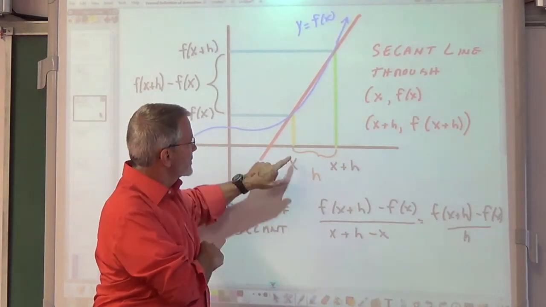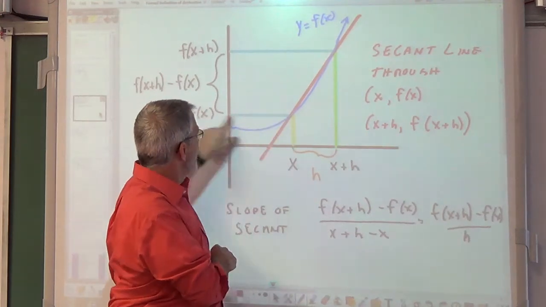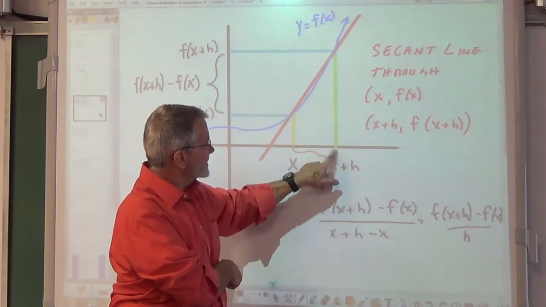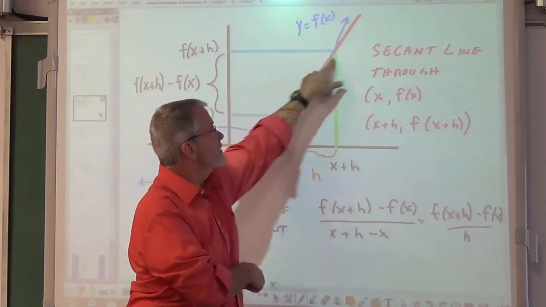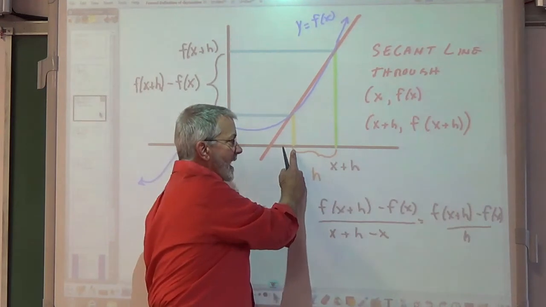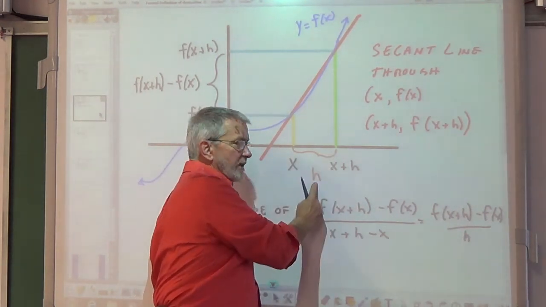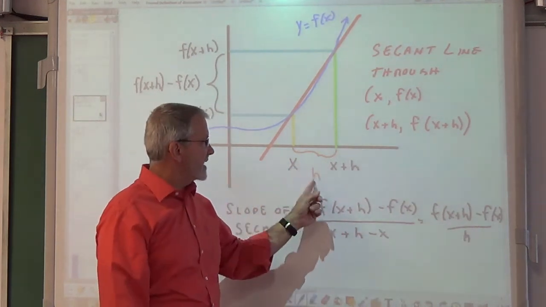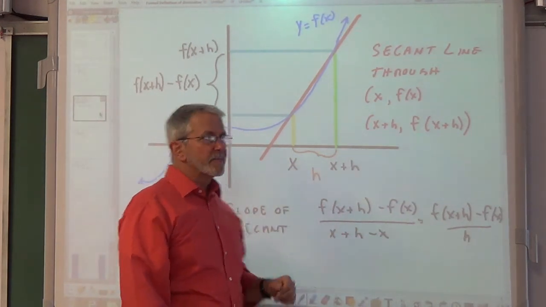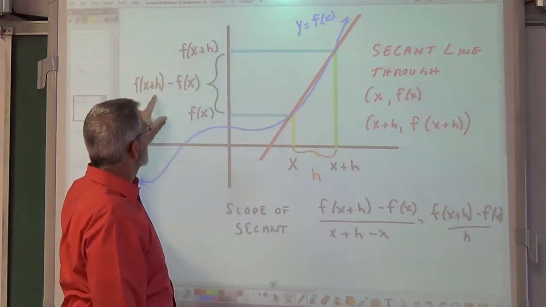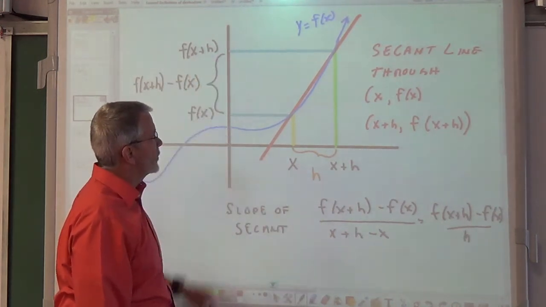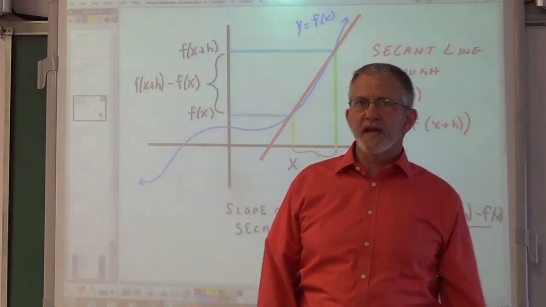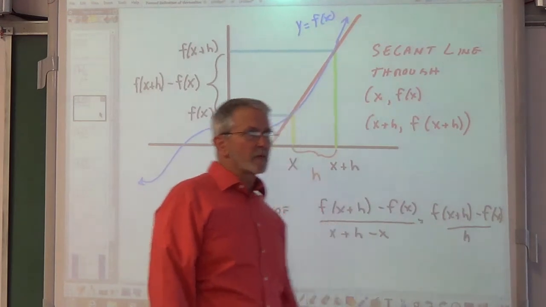This particular line goes to the point x, f of x, and goes to the point x plus h, f of x plus h. And notice what I've done here: from x, I've gone over h distance. So the delta x, the change in x, is h. The change in y is f of x plus h minus f of x. This is the change in y. And this particular graphical representation will be important down the road also.